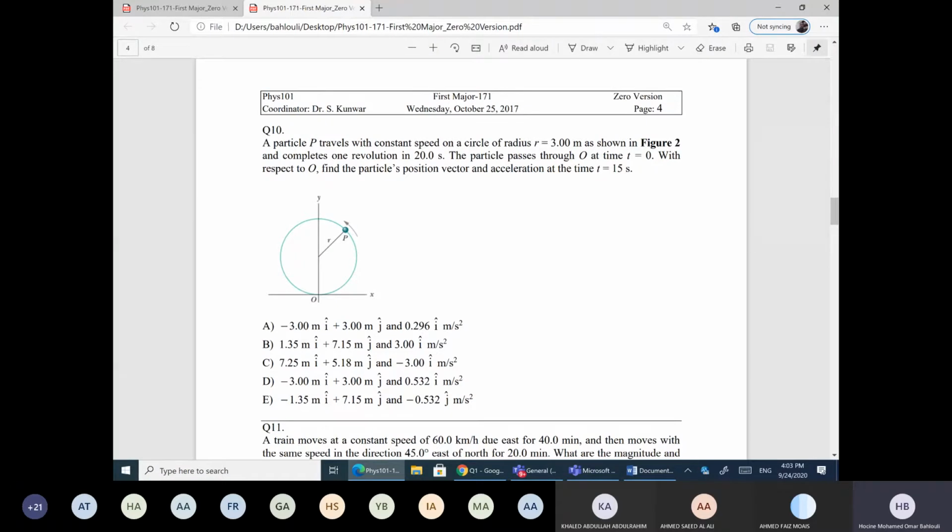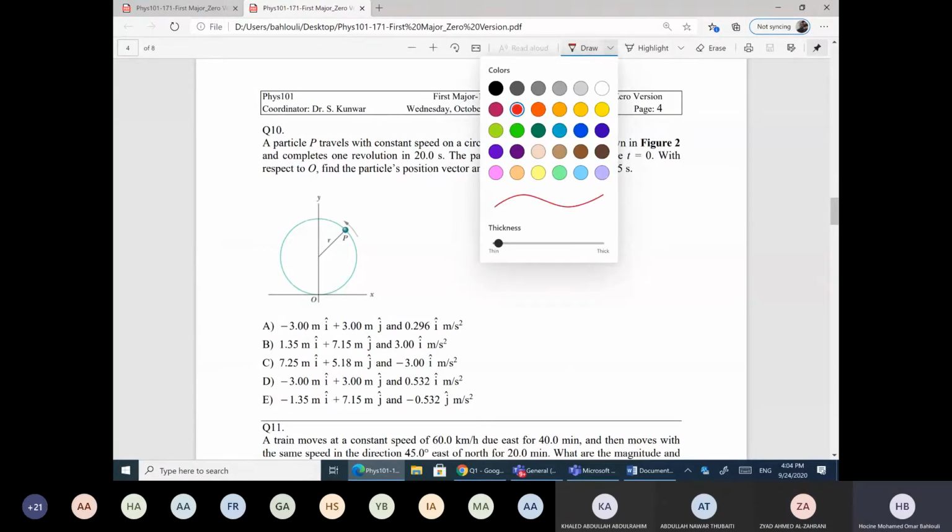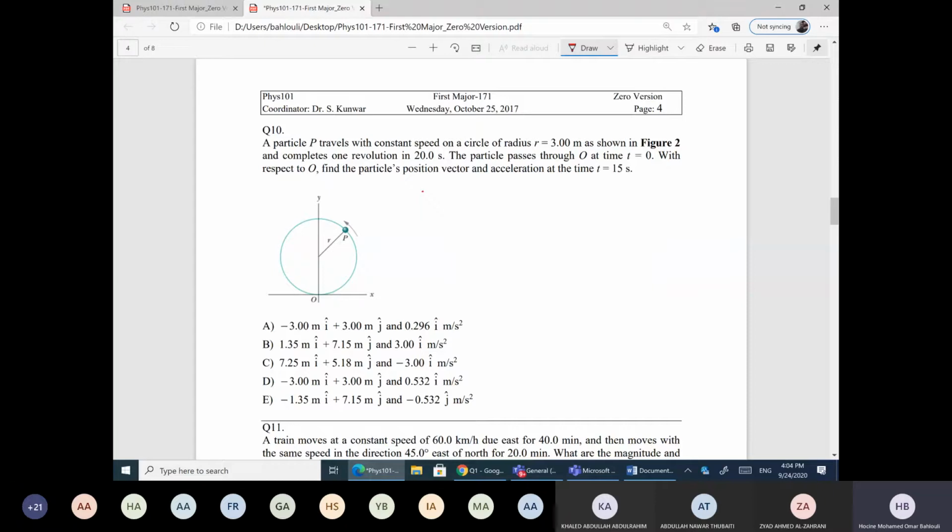So we have a particle here that travels with a constant speed on a circle of radius, so they give me the radius. Okay, let me see where are we. Can I write on it or not, guys? Who can help me? One minute so we can write on it. Can you open it in OneNote Draw? Highlight, draw, yes. Okay, so let me use red. Okay, exactly. So we have the radius, which is 3 meters, as shown in the figure, and it completes one revolution.